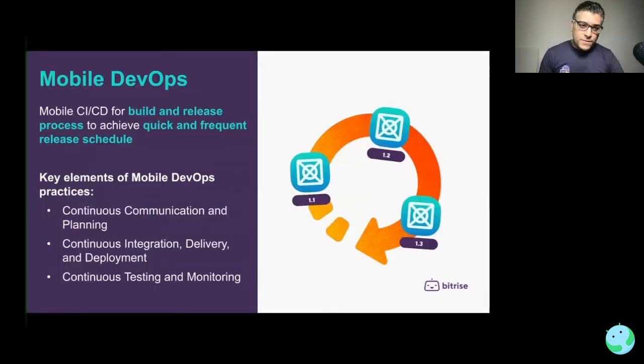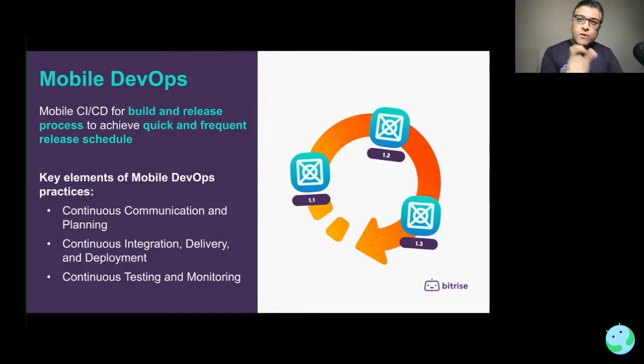So mobile DevOps or mobile CI/CD, continuous integration and continuous delivery or continuous deployment pipeline, or DevOps cycle, for build and release process to achieve quick and frequent release schedules. So this is the main target. As I mentioned, we have a problem that we are releasing every 2 months. We have a problem in releasing. We have a manual process, so we need to find a solution. So mobile CI/CD will help us reach a quick and frequent release.